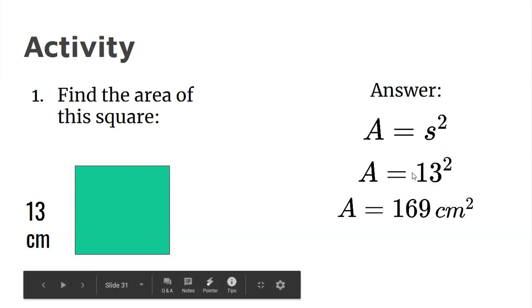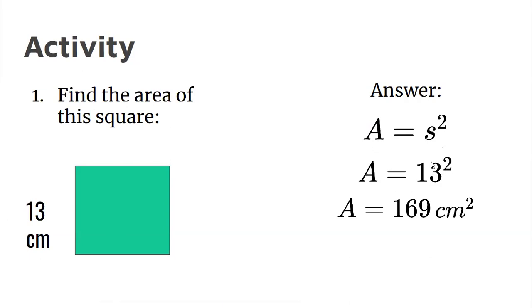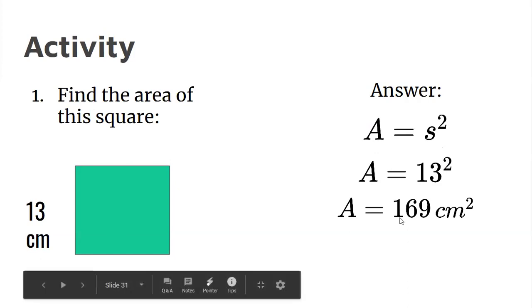And then you get area equals 13 squared. And you square the 13 out. If you don't know what square is, basically just take the number and then times it by itself. So 13 times 13 equals 169 centimeters squared. All right.